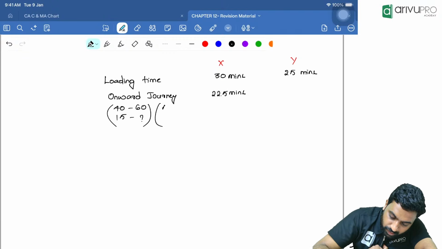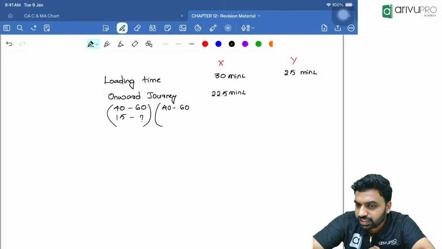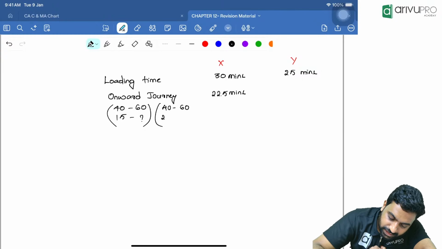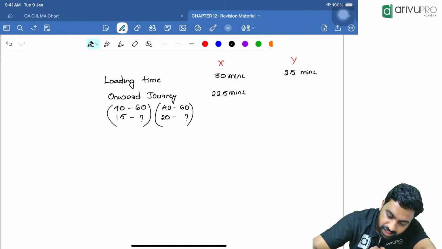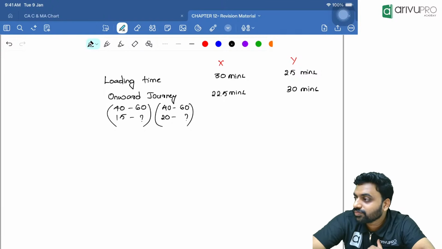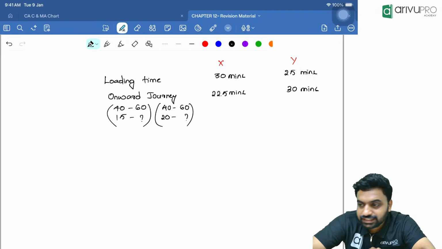What about Y? Same. The lorry is going at the same speed. To cover 40 kilometers, we need 60 minutes, whereas the distance is 20 kilometers. How much do we need? 30 minutes. Is that clear?